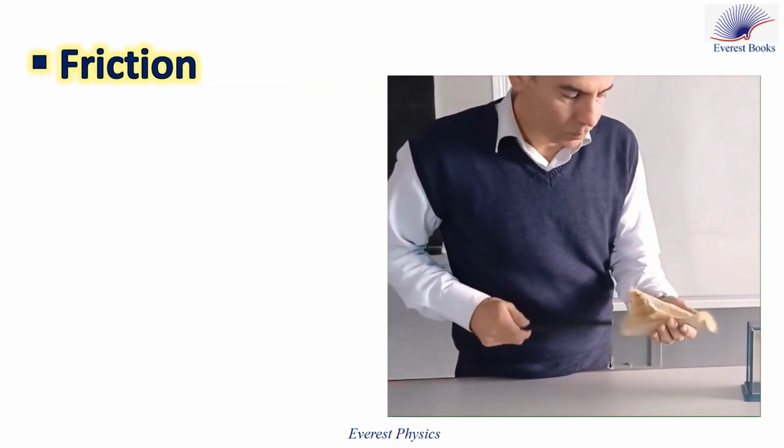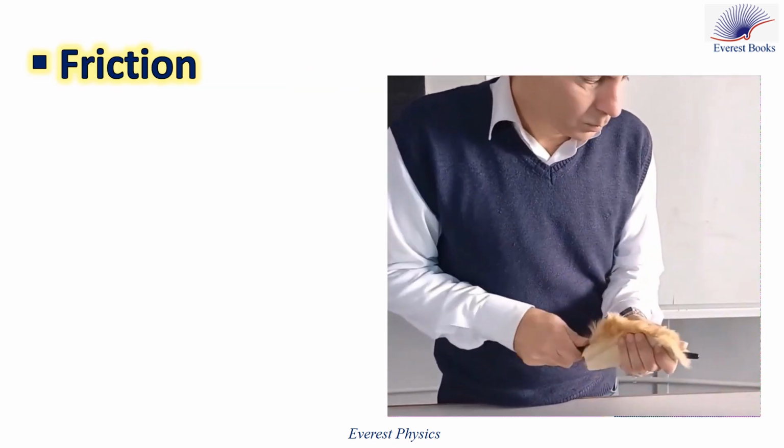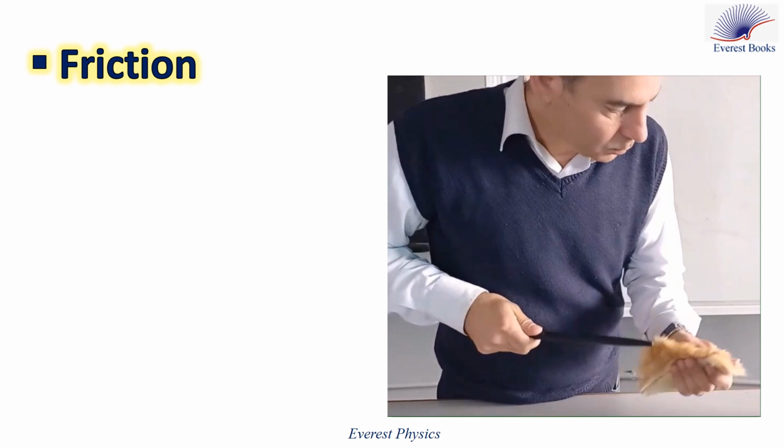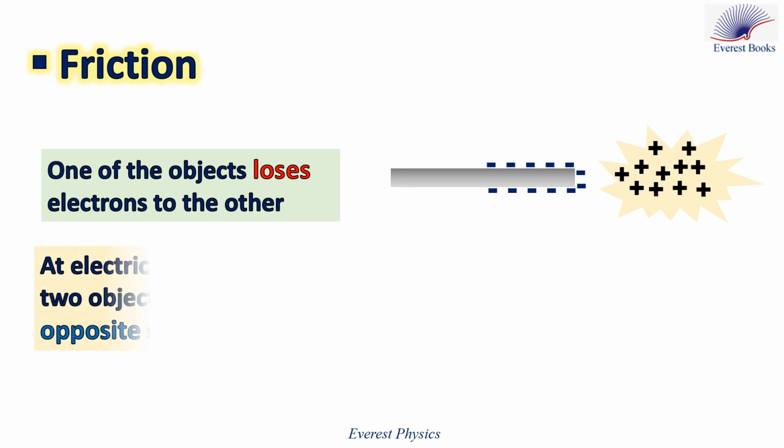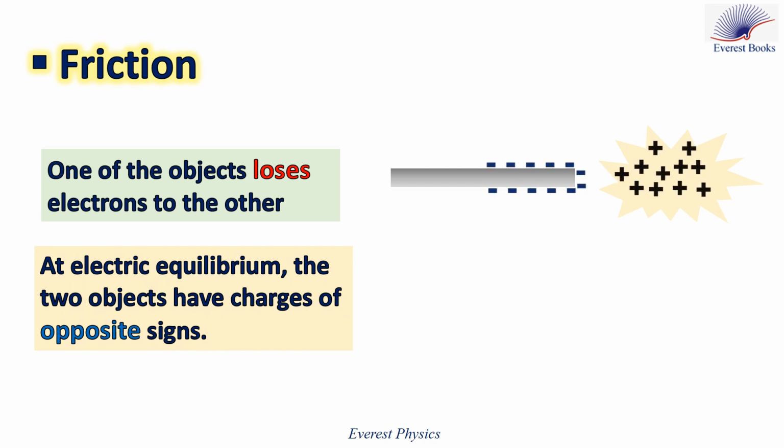Let's start with the charging by friction or charging by rubbing. In this experiment, the ebonite rod is rubbed against a piece of fur. In charging by friction, one of the objects loses electrons to the other. In this experiment, the ebonite rod gains electrons and becomes negatively charged, while the piece of fur loses electrons and becomes positively charged. At electric equilibrium, the two objects have charges of opposite signs.